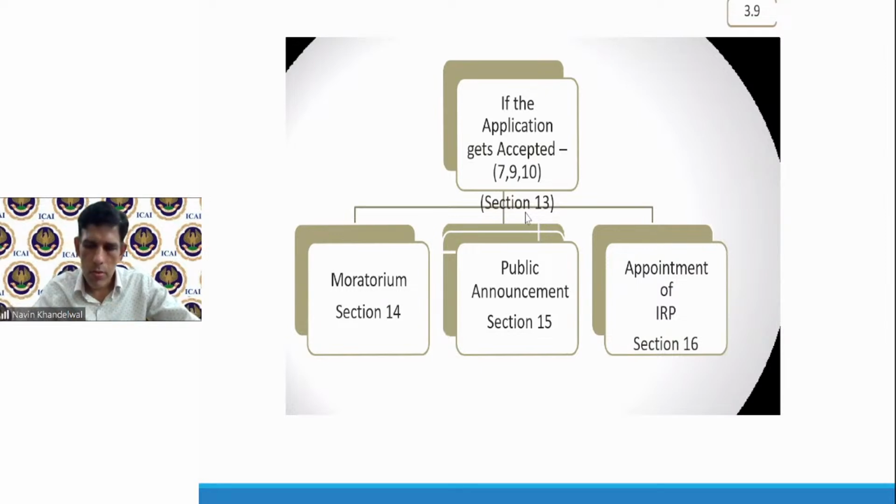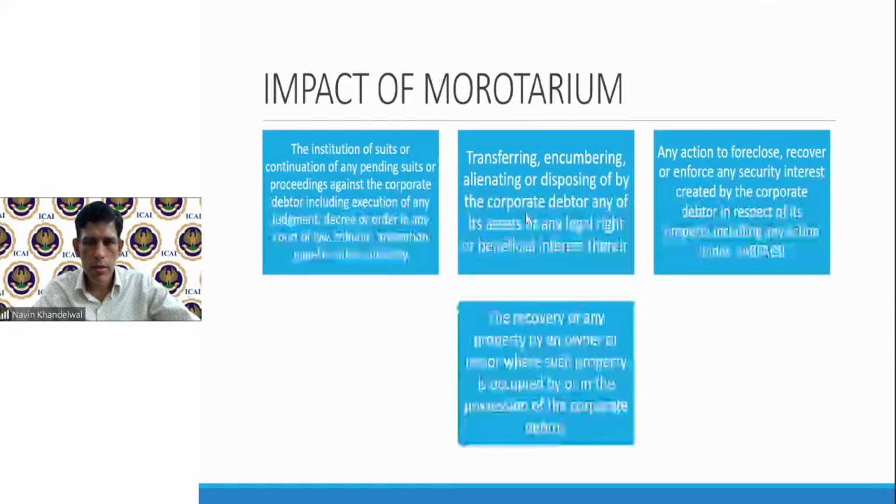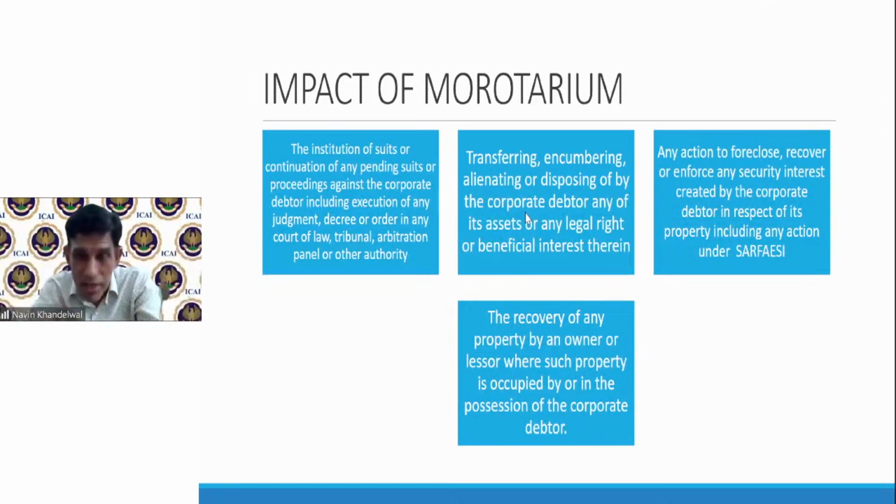Great. Now, what does moratorium mean? The very important provision under IBC, which gives certain kind of comfort to the company, the corporate debtor, which has been admitted towards insolvency. What is that thing? The first thing, it says that if any suit or proceedings are pending against this company, including execution of any judgment, decree or order in any court of law, tribunal, arbitration panel or any other authority, that will come to a standstill. Any proceedings which are pending will come to a standstill. It does not mean it will be withdrawn, but it will be stayed till this CIRP gets completed.